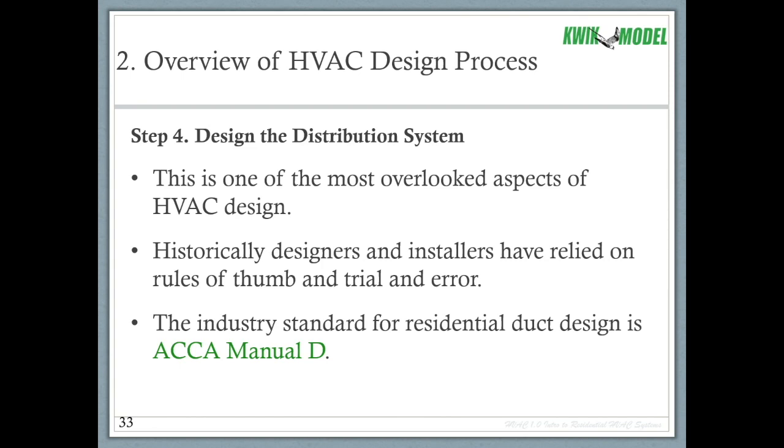Step 4, designing a distribution system. This is one of the most overlooked aspects of HVAC design. This is where people use what a lot of people refer to as rules of thumb. It's not really a rule of thumb, it's more just a gross oversimplification. So they'll say, oh, it's a bedroom, I always put a 6-inch duct in a bedroom. Oh, it's a kitchen, I always put an 8-inch duct in the kitchen. And if they do that, they're just oversimplifying the process and doing a really bad job. So there's a lot more to it than that, obviously.